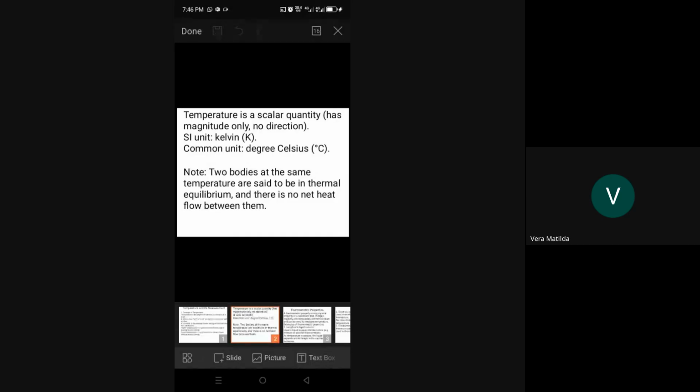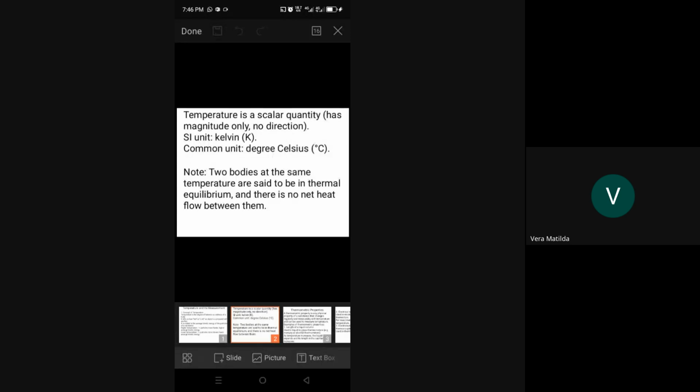Usually you can have questions that require you to convert from one scale to another scale. It may not be just Kelvin and Celsius. You can have Fahrenheit. You can be asked to convert from degrees Celsius to Fahrenheit or even from Kelvin to Fahrenheit and vice versa.